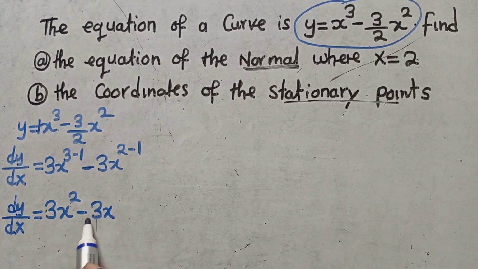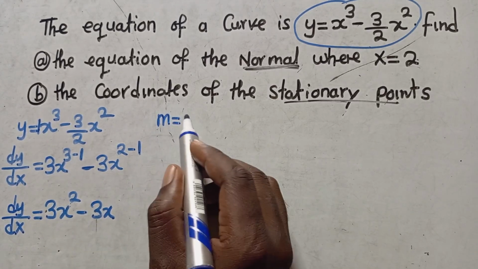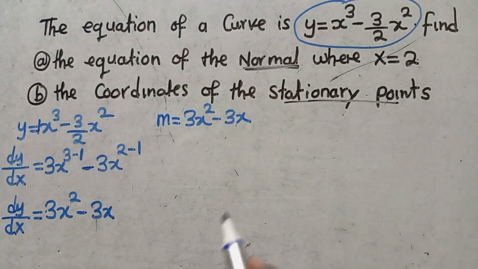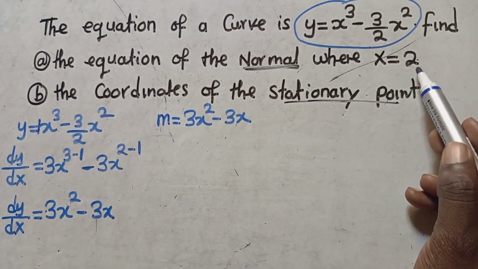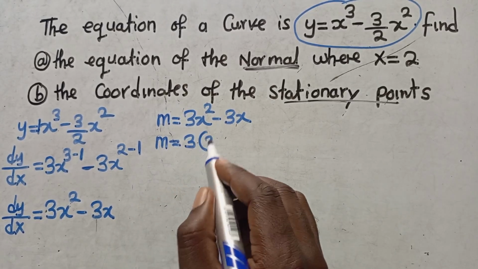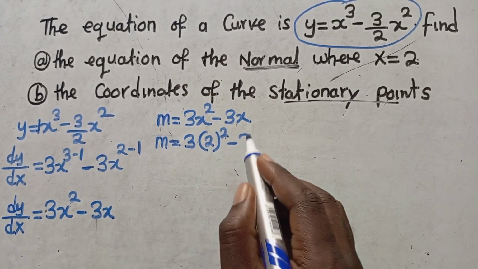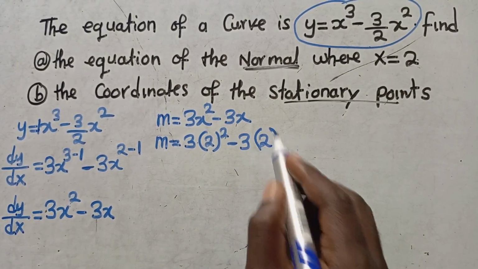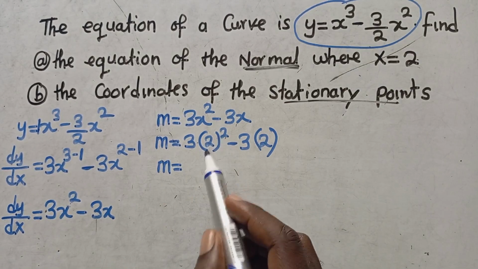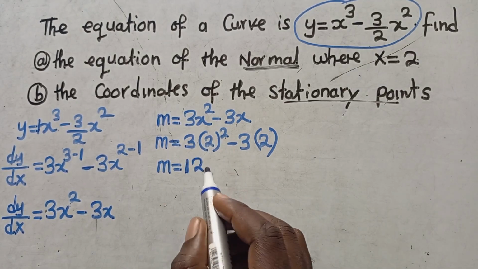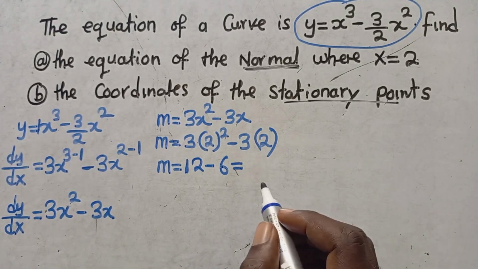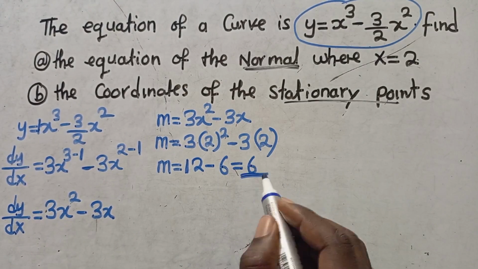We get this one that is here. I say gradient is equal to 3x squared minus 3x. Where there is x, I put 2. So gradient is equal to 3 multiplied by 2 squared minus 3 multiplied by 2. Then finally, gradient is now equal to, this is 4, 4 times 3, that is 12, minus, this is 6. The answer that you're going to get will be a 6. So 6 is the what?